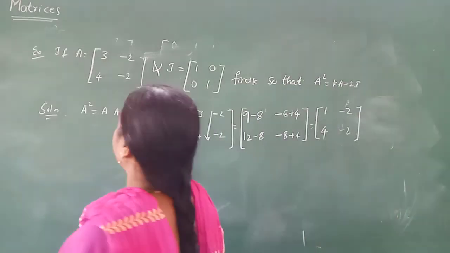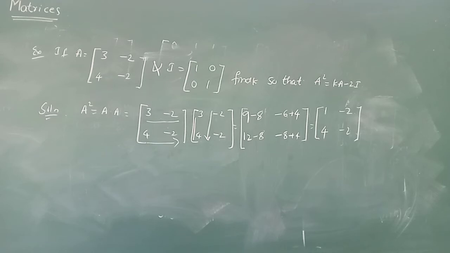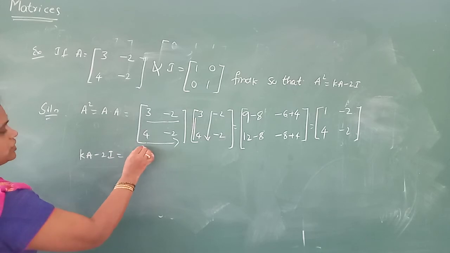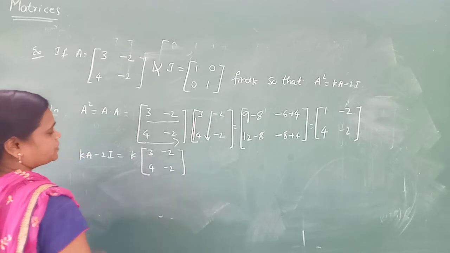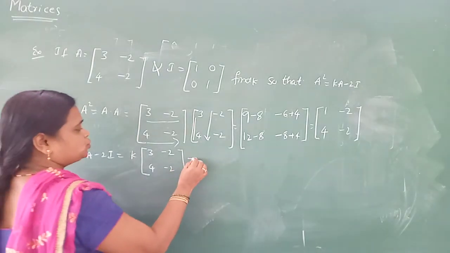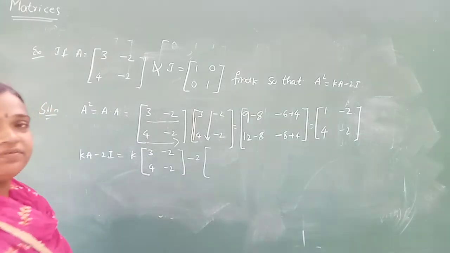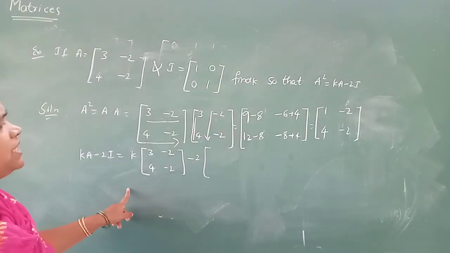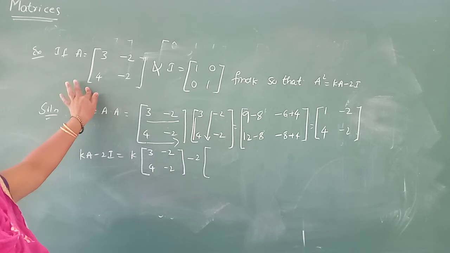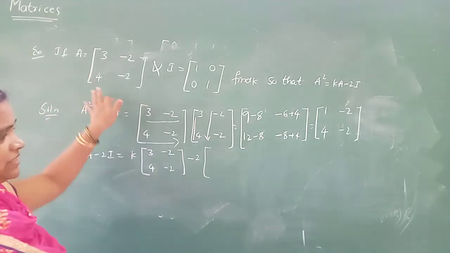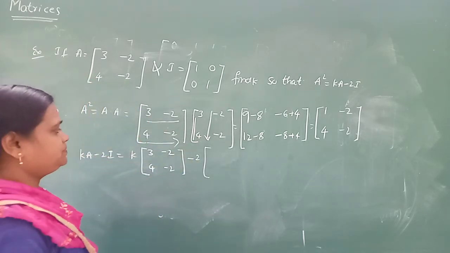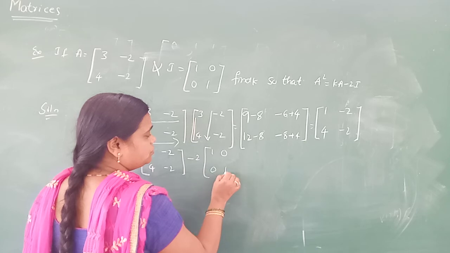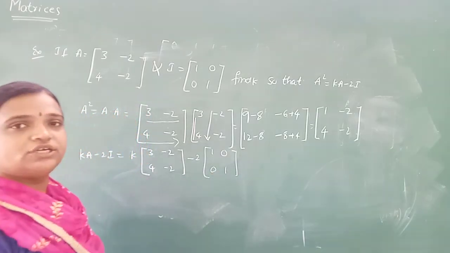Okay. Next, mention KA minus 2I. K, what is your A? 3, minus 2; 4, minus 2. Next, minus 2 I mentioned. And remember that the identity matrix always has the same order as the given matrix. This is 2 cross 2, means the identity matrix is also 2 cross 2. If it is 3 cross 3, it is also 3 cross 3. So 1, 0; 0, 1, because it is a matrix of order 2 cross 2.